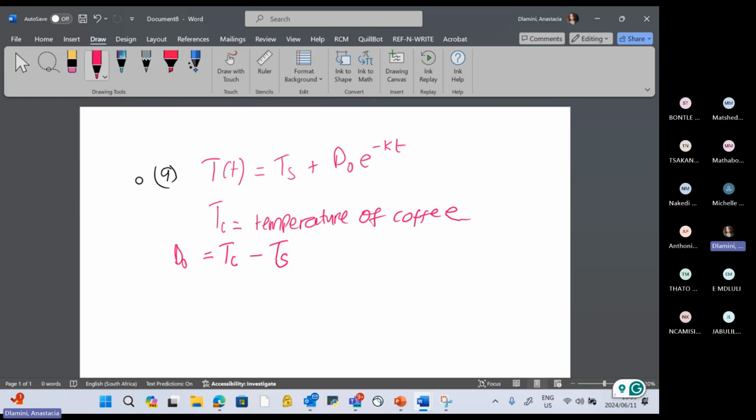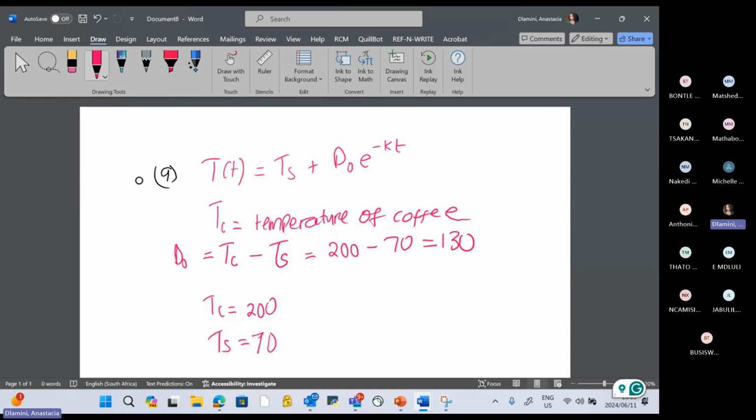So now we know that the temperature of the coffee is equal to what? 200. And the temperature of the surrounding is 70. So then this is equal to 200 minus 70. This is equal to 130. Are we all together?